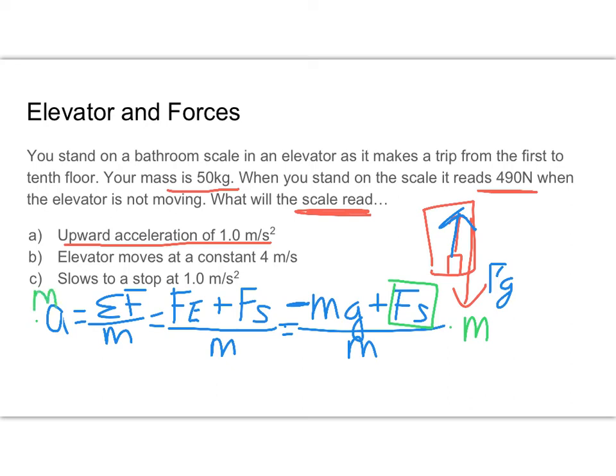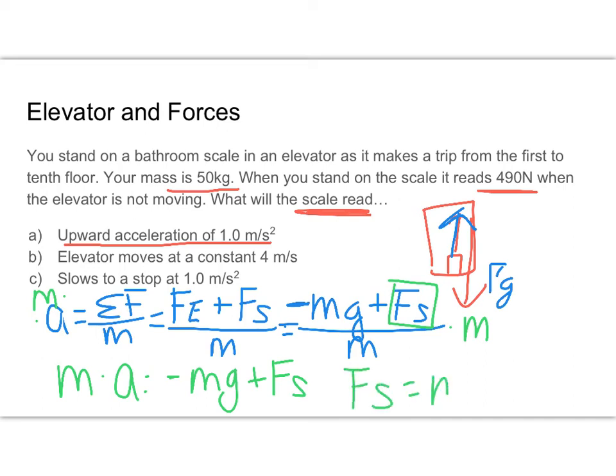Okay, there we go. m. So we're going to have m times a equals negative mg plus Fs. Remember, Fs is the force on the scale. Let's rearrange for force of the scale equals m times a, mass times acceleration, plus mg. So this is going to be our guiding equation throughout this problem.